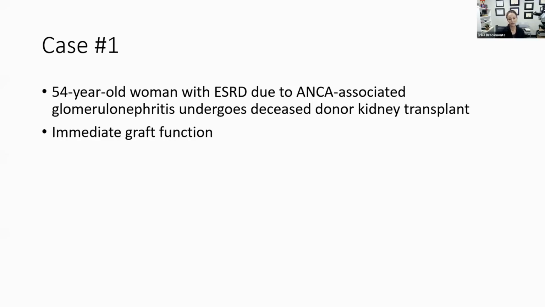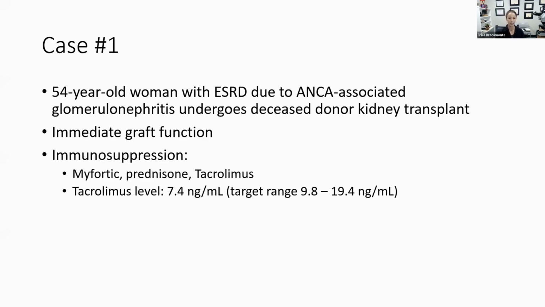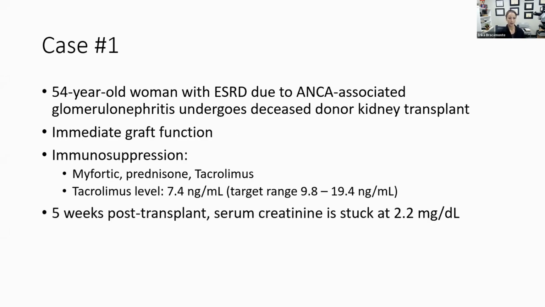All right, so let's start with the case. This is a 54-year-old woman, and her ESRD was due to ANCA-associated GN. She underwent a deceased donor kidney transplant. She had immediate graft function. This is her immune suppression. And then about 5 weeks post-transplant, her creatinine is stuck. It's not going down. So we decided to go ahead and do an allograft biopsy.